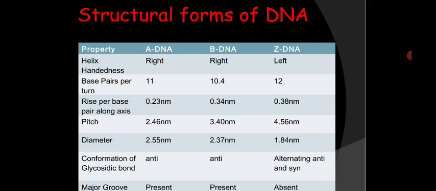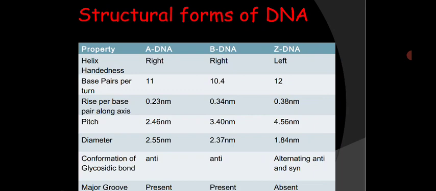Rise per base. What do we mean by rise per base? I am explaining in the next image. Rise per base of A-DNA is 0.23 nanometer, B-DNA is 0.34 nanometer and Z-DNA is 0.38 nanometer. Pitch is the distance over which the bases align along one turn of the helix. A-DNA has 2.46 nanometer, B-DNA has 3.14 nanometer and Z-DNA has 4.56 nanometer.